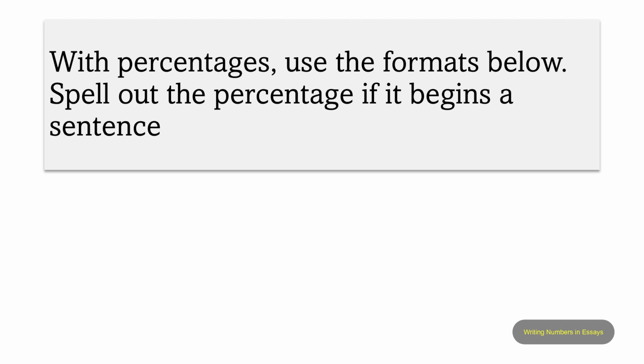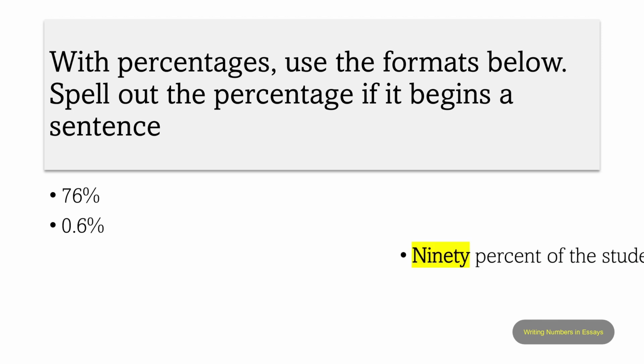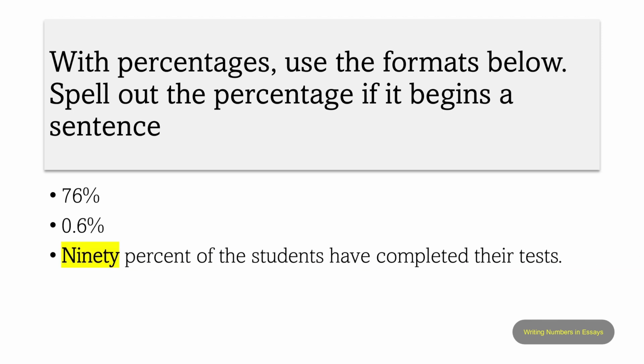With percentages, use the formats below. Spell out the percentage if it begins a sentence. 76%, 0.6%, 90% of the students have completed their tests.